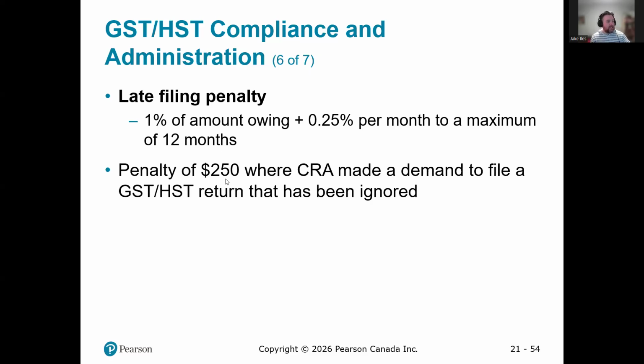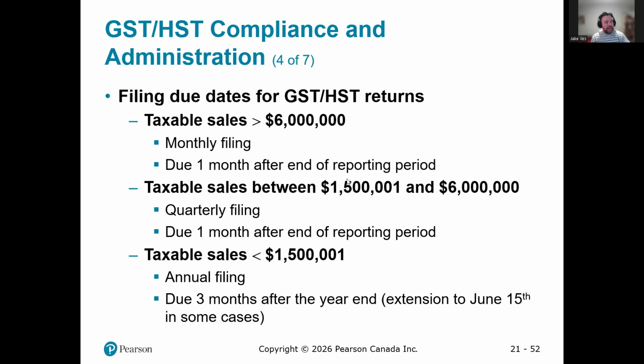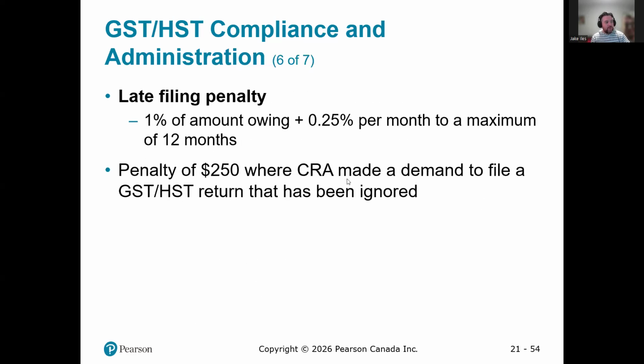There's a penalty of $250 where the CRA made a demand to file a sales tax return that's been ignored. So it might be that the sales tax either has not been filed, or maybe you haven't registered, you haven't been tracking your sales and don't realize you're over $30,000. So when they see your income return, they might say, whoa, you should be filing a return. And if you then still don't file, they have an additional penalty of $250.